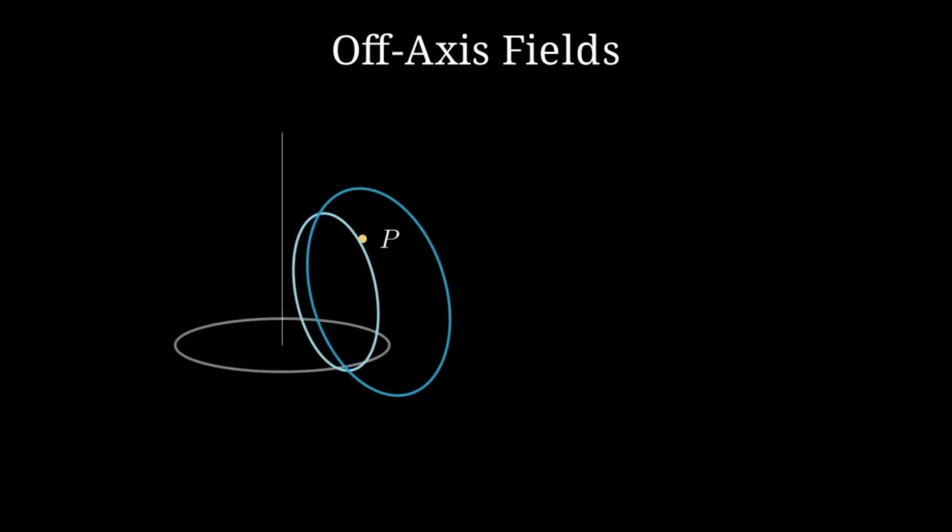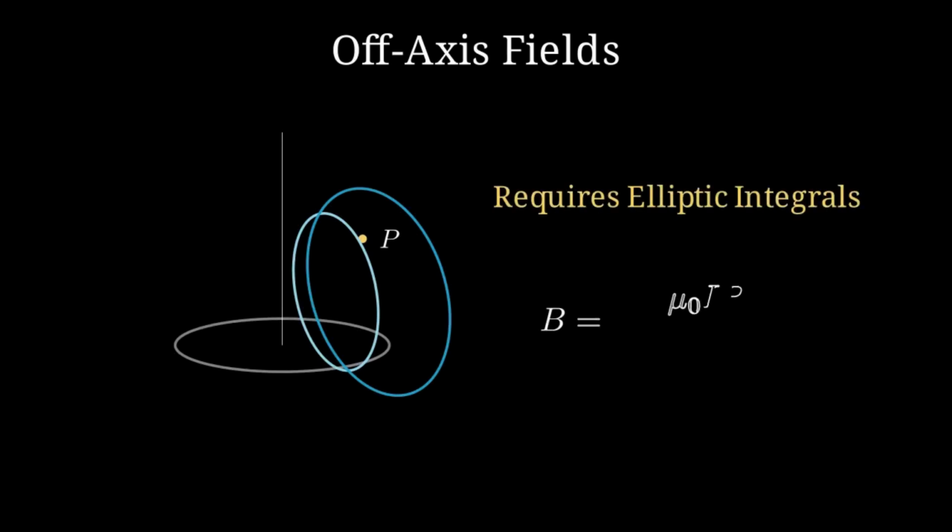It is important to note that our simple formula only works on the central axis. Once you move off axis, the symmetry is broken. The math becomes much more complex, requiring advanced calculus and elliptic integrals to solve. This is why engineers prefer to place sensors on the axis whenever possible.